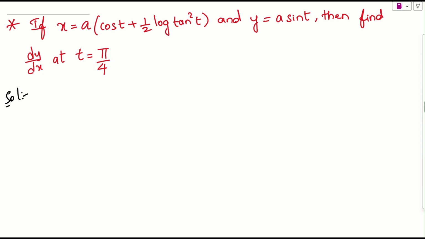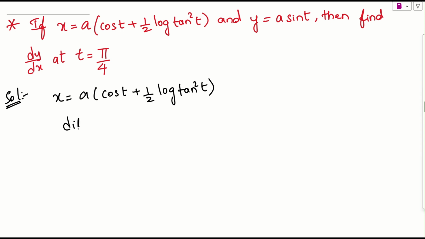So what we will do, simply let us find dx by dt separately, dy by dt separately, and then we will find out what is dy by dx. Is it okay? Let me write it down. What is x here? x is nothing but a times cos t plus 1 by 2 into log of tan square t. Agree? So let us differentiate this one.